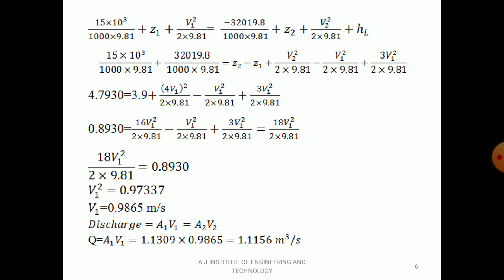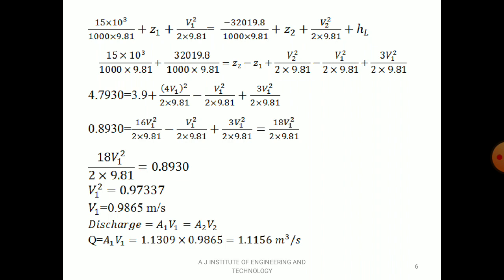So we can rearrange the terms. Minus 32,019.8 divided by 1000 into 9.81 becomes positive when it comes to the left hand side. So 15 into 10 to the power 3 divided by 1000 into 9.81 plus 32,019.8 divided by 1000 into 9.81, take Z2 to the other side, Z2 minus Z1 plus V2 square divided by 2 into 9.81 as it is, minus V1 square divided by 2 into 9.81, taking V1 square divided by 2 into 9.81 to the other side so it becomes negative, plus 3V1 square divided by 2 into 9.81. That 3V1 square divided by 2 into 9.81 is the value of HL.